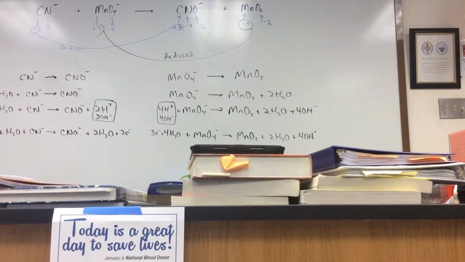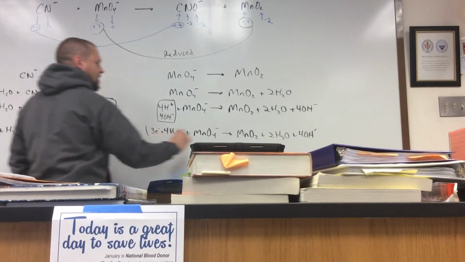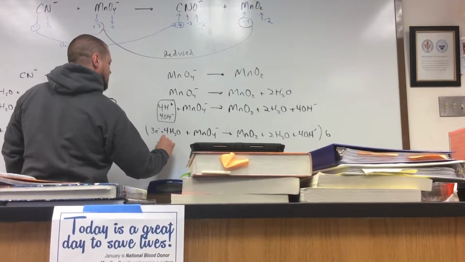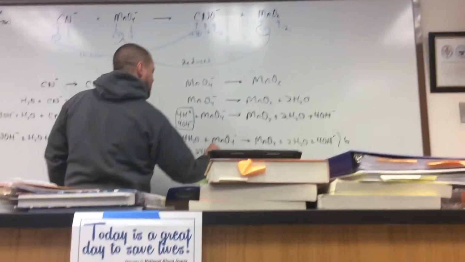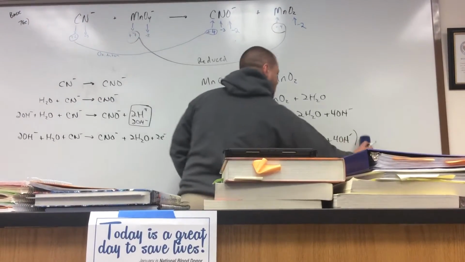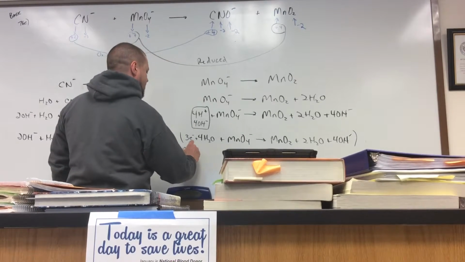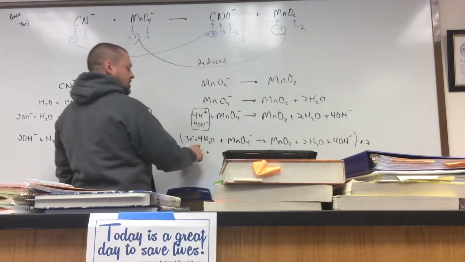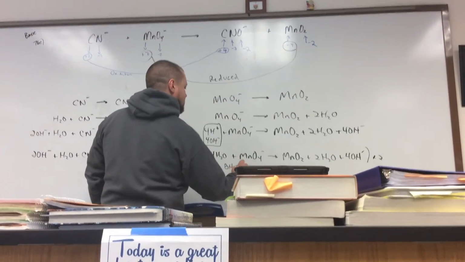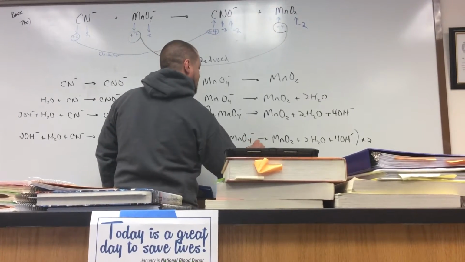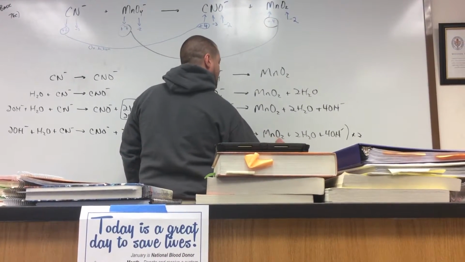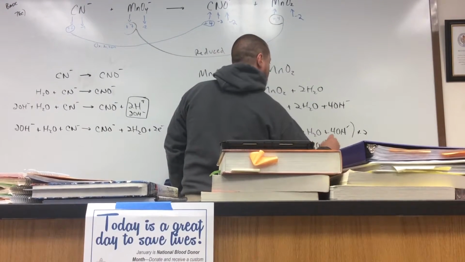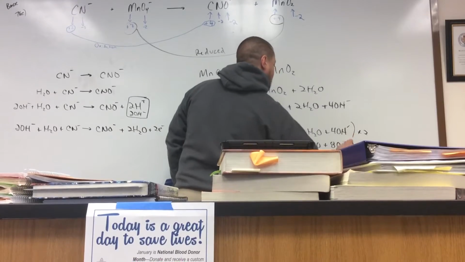I see comment number 6. Okay. So I'm going to multiply this by 6. So that's going to become 18 electrons plus 24 H2O. Oh, I'm sorry, 2. I want 6 to come out, right? Right. There you go. 6 electrons plus 8 H2O plus 2 MnO4 minus yields 2 MnO2 plus 4 H2O plus 8 OH minus.